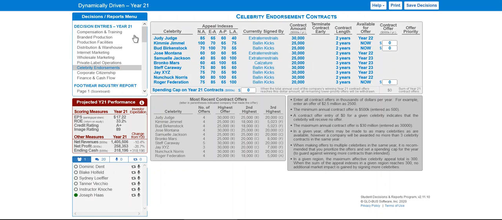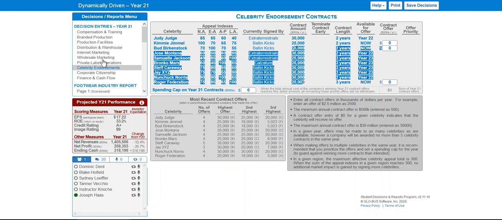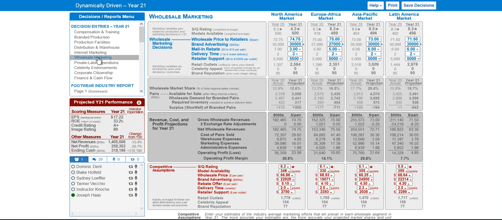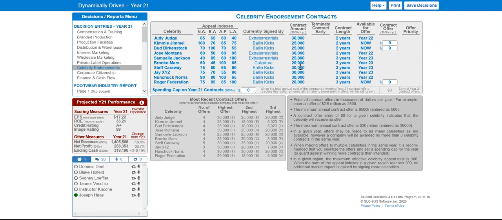Celebrity endorsement screen, I think pretty much speaks for itself. These contract amounts, they have to pay these celebrities every year. This isn't a one time. They pay this, as you can see, per year, which is crazy. But if you're paying so much here, then if you go over to the wholesale marketing, you can actually pay less in all of this area. And that's something that I didn't account for.